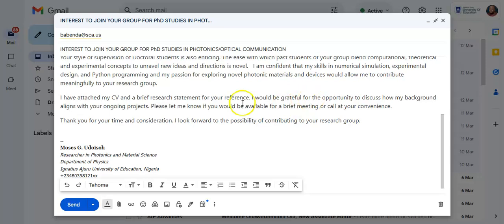And the fourth paragraph is where you state the things you have attached. I have attached my CV, always very important, always attach your CV. My brief research statement for your reference. I'll be grateful for the opportunity to... this is where you have the attachment and the call to action. Some of the things you have attached, and, oh, you want to tell the professor, I am open to discuss further, to discuss how your research work aligns with mine. And of course, I want to thank them for their time because it takes so much good time to want to read all of this.